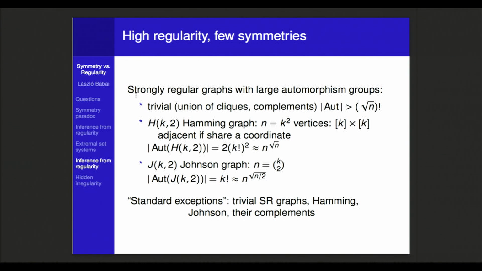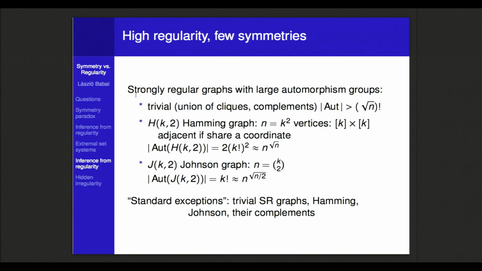Okay, now the Johnson graph also with parameter 2. So this is all 2 subsets of a k set. So it's k choose 2. It's the line graph of the complete graph. We look at the complete graph. The edges become vertices, and adjacency represents intersection. So that has k factorial automorphisms, which is still essentially n to the square root of n. I ignore constants. I even ignore logarithmic factors in the exponent. But that's the point. This grows moderately exponentially, not even so moderate. The exponent is square root of the number of vertices.